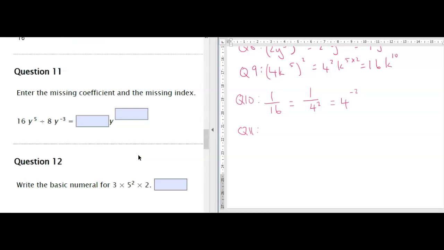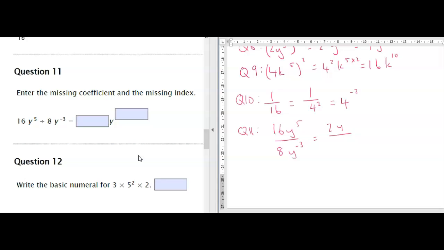All right, question 11. Enter the missing coefficient and the missing index. So let's write the question first. 16y to the power of 5, there's a division there, 8y to the -3. Let's keep it as a fraction first. So 16 divided by 8 is 2.